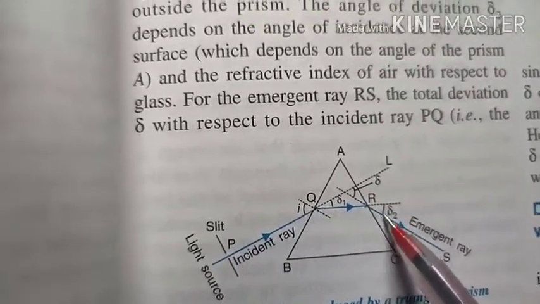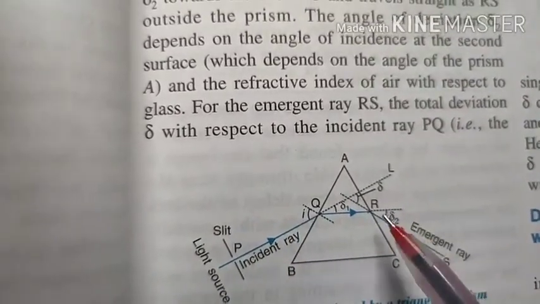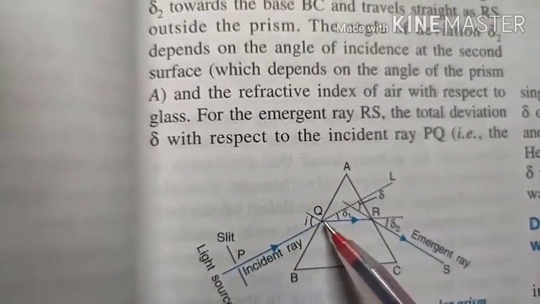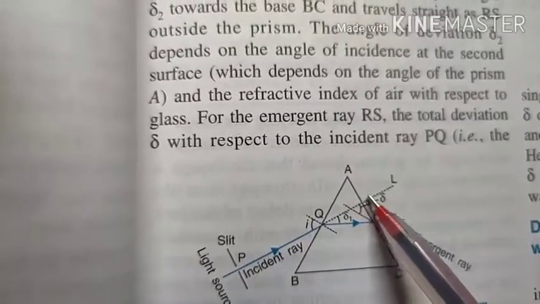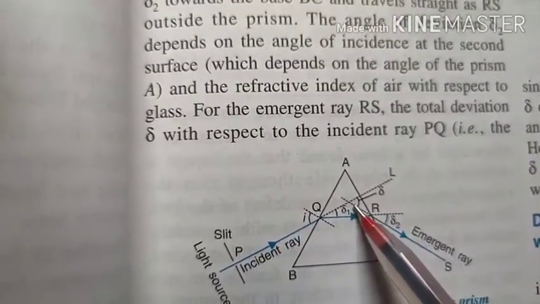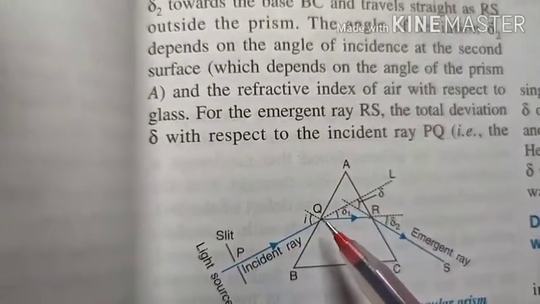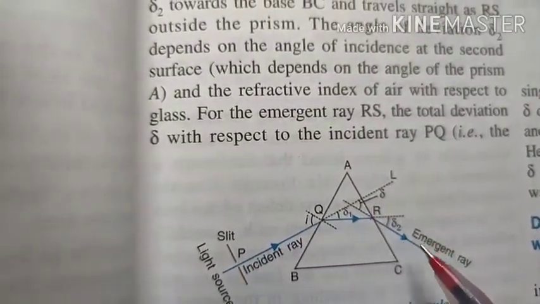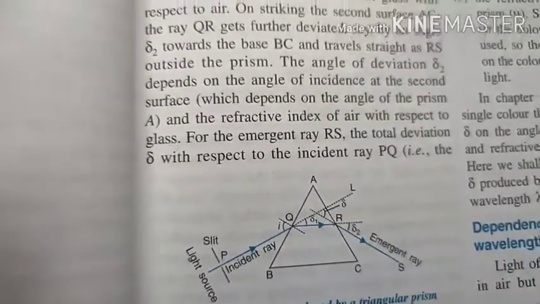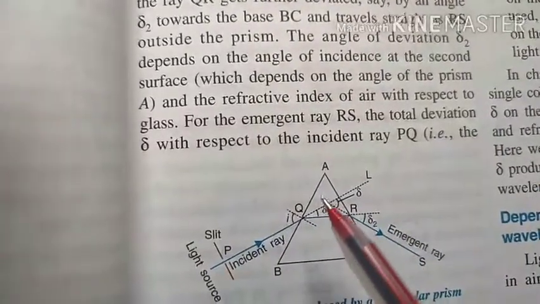Now this was the incident ray and this is the emergent ray, and this is the refracted ray inside the prism. This dotted line gives the direction of the incident ray, and this dotted line gives the direction of the emergent ray. The angle between the direction of the incident ray and the direction of the emergent ray is delta, which is the total deviation.